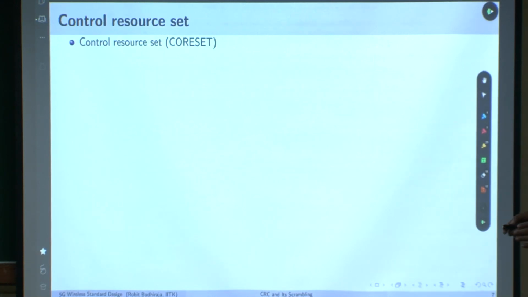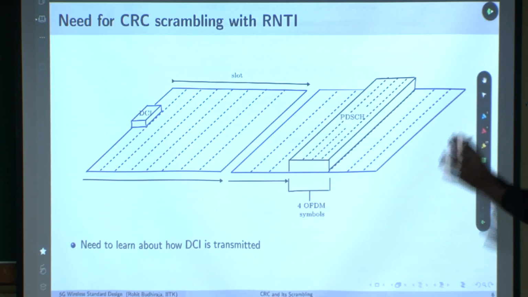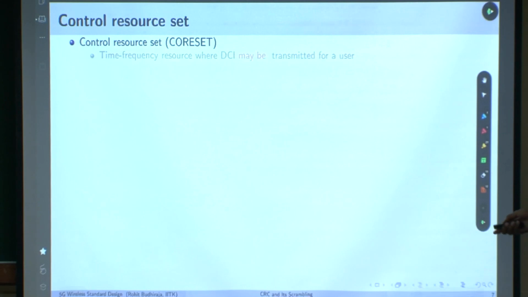So what am I saying here? How is this DCI transmitted? This DCI is transmitted on a certain set of resources, and those resources are called the control resource set. What are the resources? Time frequency resources, PRBs, but they are given a slightly different name here for PDCCH. That's what we are going to study: how these CORESETs are designed to facilitate this blind decoding.